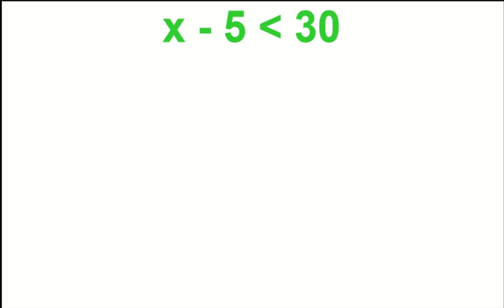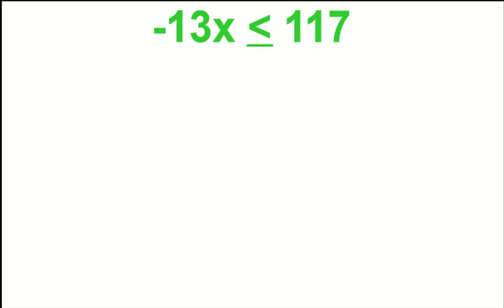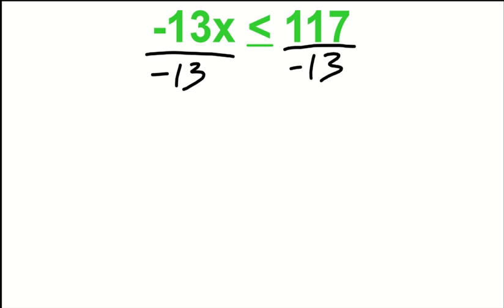We solve them just like an equation. We do the opposite. So I've got multiplication. What's the opposite of multiplication? Division. So I would divide by negative 13. Divide by negative 13. So my negative 13s cancel out on this side. I got x. 117 divided by negative 13, you give me negative 9.